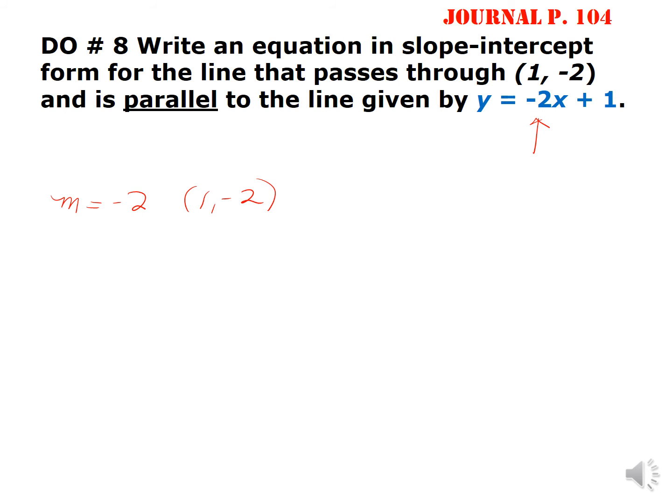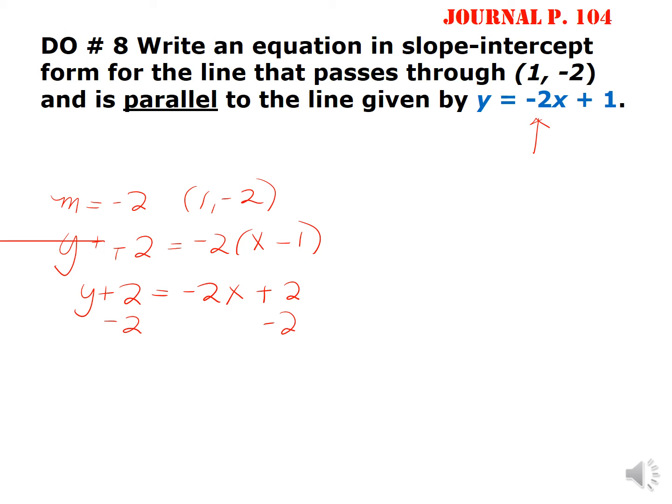We're going to use the point slope form. Y minus our y and our point equals our slope times x minus the x of our point. Zip zap this, we get y plus 2 equals -2x plus 2. Negative times a negative. Now I'm going to subtract 2 from each side, and I get y equals negative 2x.